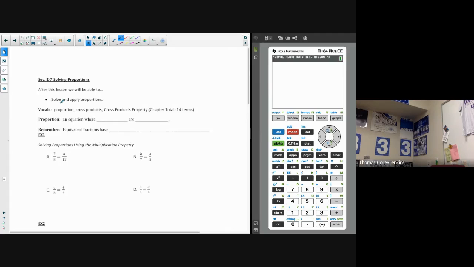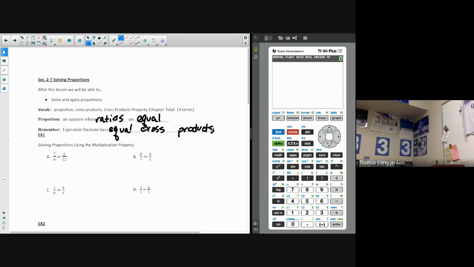Here goes. It says proportion: an equation where ratios, or you could use the word fractions there, are equal. Equal fractions are proportional. Equivalent fractions have equal, hopefully you're filling in the words along with me, cross products. You were thinking it.